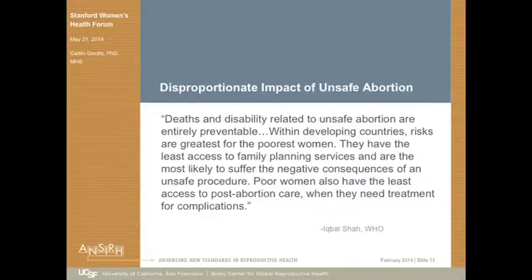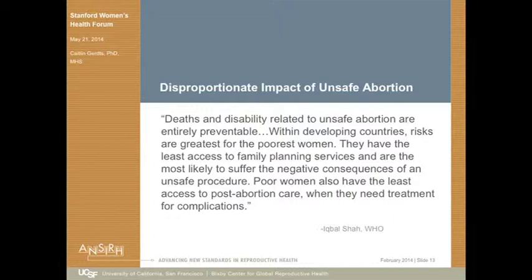And indeed, there is a truly disproportionate impact of unsafe abortion. I think that this quote from the WHO captures the disproportionality of the impact quite nicely. Deaths and disability related to unsafe abortion are entirely preventable. Within developing countries, risks are greatest for the poorest women.